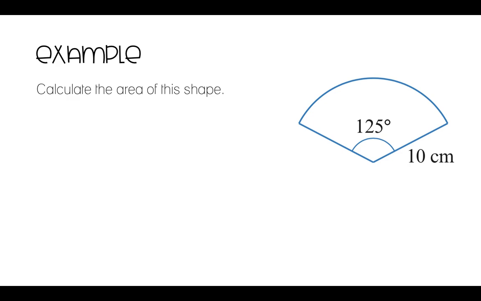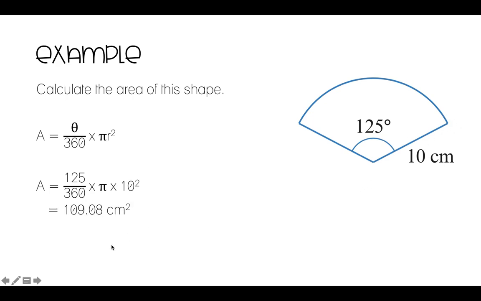The last example is calculating the area of this sector. So we have a fraction of our circle, and we've got 125 degrees. So what we do is we use this rule here, which is the total degrees that we have divided by 360 times by pi r squared. So we go 125 divided by 360 times by pi times by 10 squared. Now we don't need to half this because it's already the radius. So what we end up with is 109.08 centimeters squared.